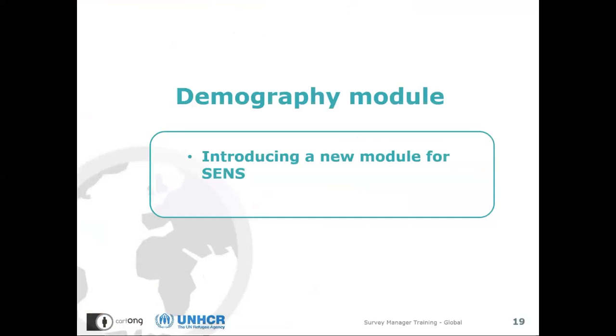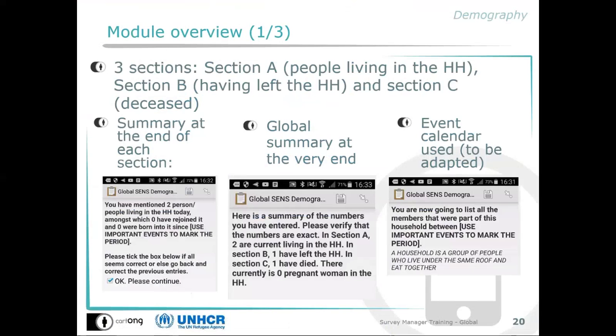Just so that you can see that this is available. Basically, as an overview, it has been coded with 3 different sections. Section A is the people living in the household. Section B is the people having left the household, and Section C is the people that have deceased in the recall period that you have set.